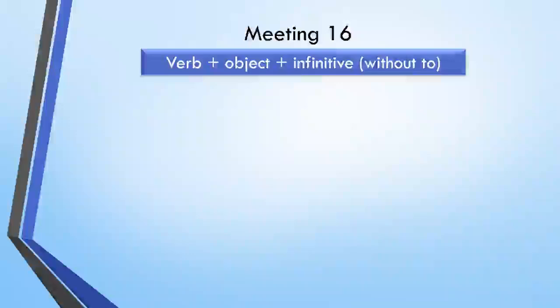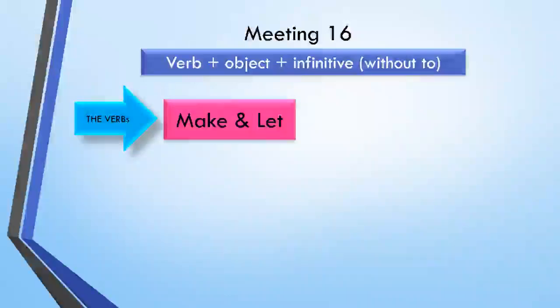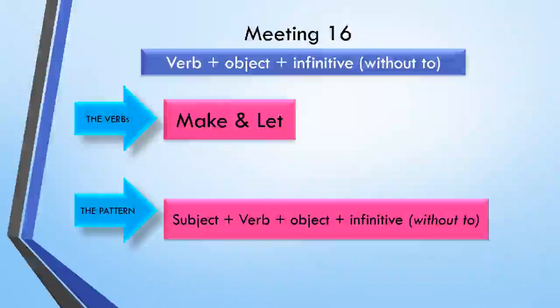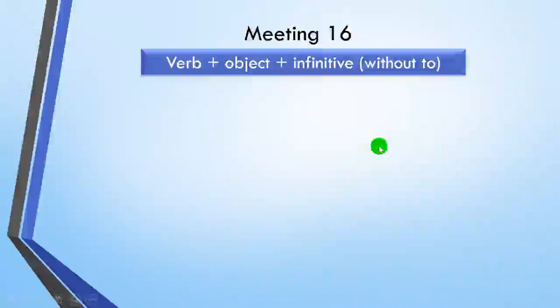Next, we have verb plus object plus infinitive, and it is without to. The verbs are make and let. There are only two verbs that allow the pattern of verb plus object plus infinitive without to. The pattern of course becomes subject plus verb plus object plus infinitive without to. The verbs over here are make or let. Let's take a look at the examples.